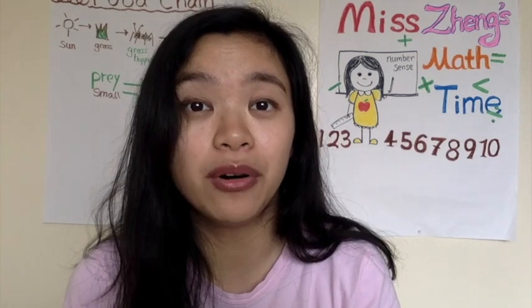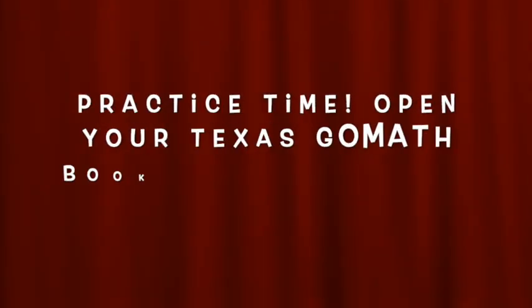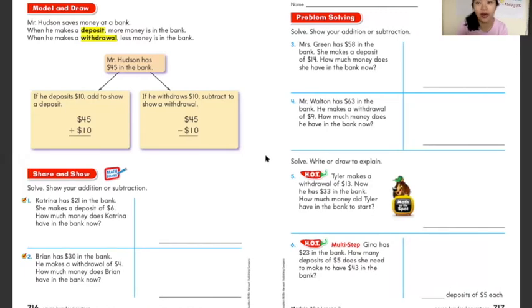Let's look at one example of how we might use it in a question. Let's go. Okay, so on page 716, let's read the example first. Mr. Hudson saves money at a bank. When he makes a deposit, more money appears in the bank. It's just like our example of putting money into your piggy bank. In that case, you add money. While if you make a withdrawal, there is less money in the bank. In that case, you subtract money.